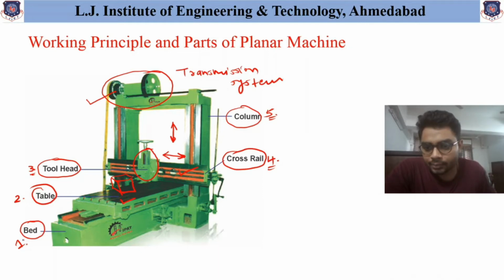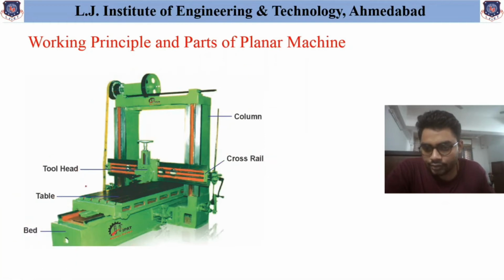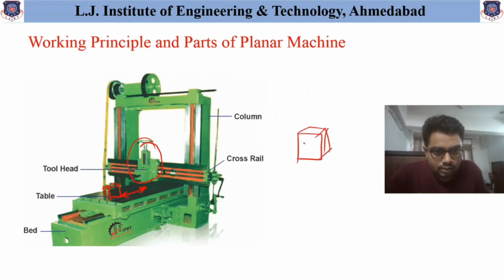To understand the working principle of this planer machine, first understand the primary motion. The primary motion in the case of the planer machine is the reciprocating movement of the table. So the workpiece is set over here, then the tool is set in this tool head. Now suppose this is the workpiece and this tool is set over here, and this entire workpiece reciprocates, and the reciprocation against this tool helps to remove the material from the workpiece.